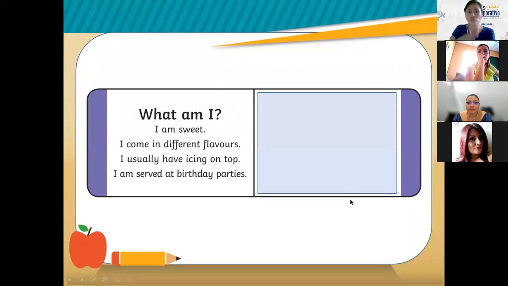Then the next one, what am I? I am sweet. I come in different flavors. I usually have icing on top and I am served at birthday parties. What am I?